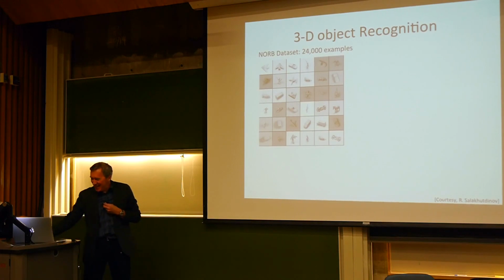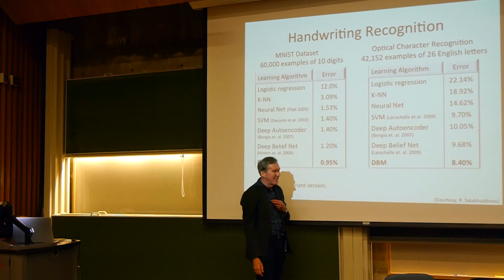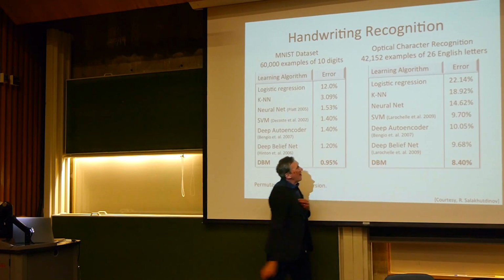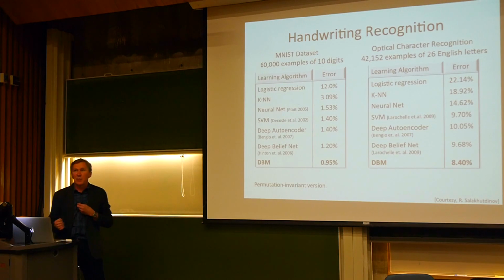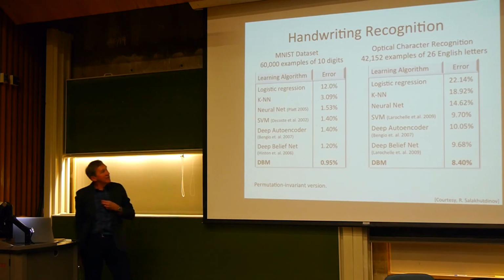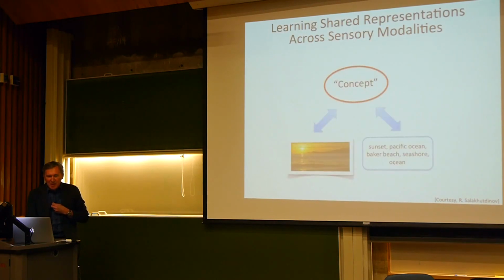You get the current state of the art results, the minimum error results on some very heavily explored data sets for character recognition, beating things like support vector machines and k-nearest neighbor by a handy margin. Okay, so that's point number one.